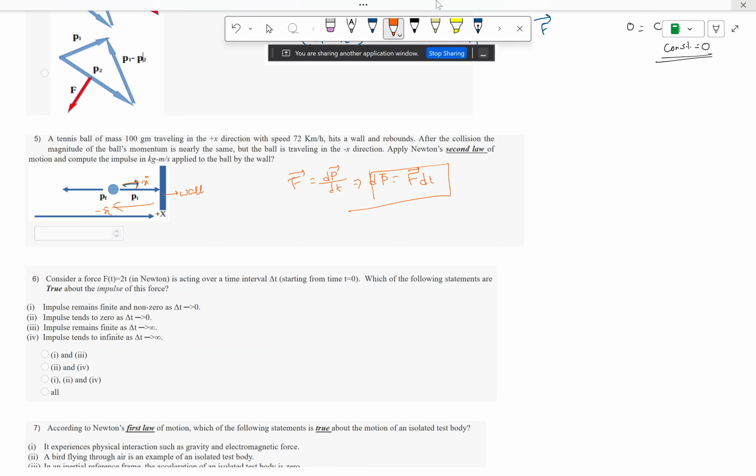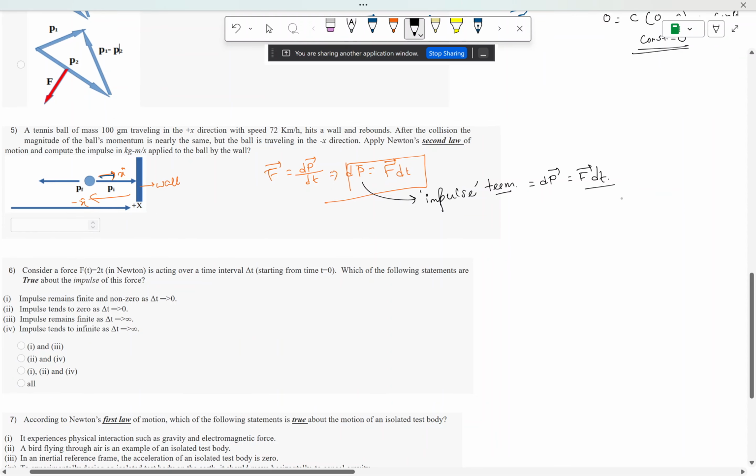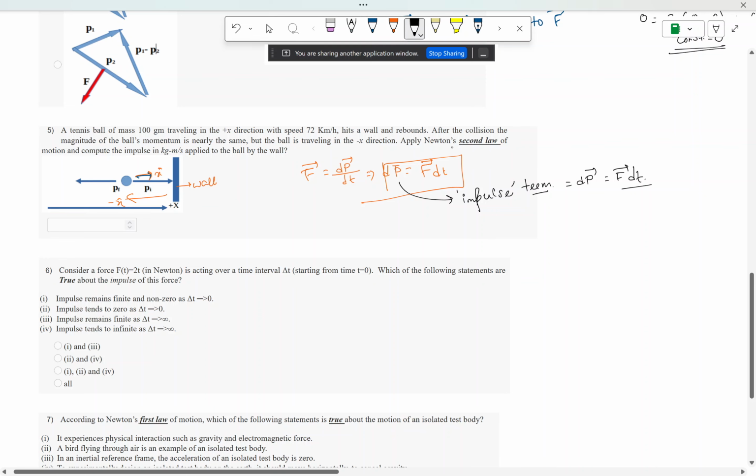The definition of impulse is that impulse is the change in momentum for a force applied to that body for a certain infinitesimal amount of time dt. So the rate of change in momentum is basically an impulse term. So this is the impulse, equal to dp vector, which is basically F times dt. Using this law, you have to calculate the impulse for this case.